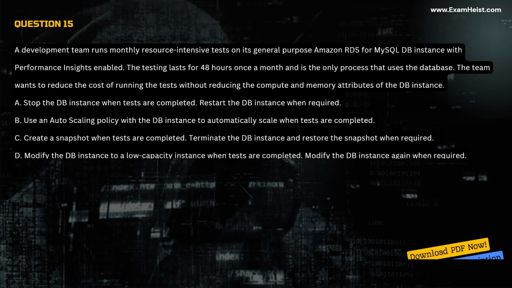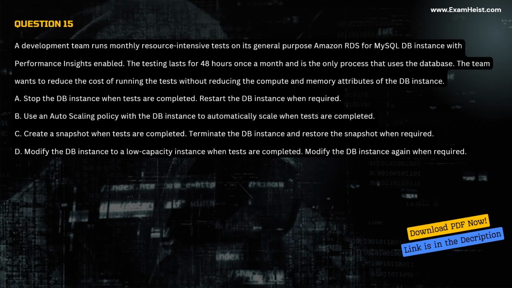Question 15. A development team runs monthly resource-intensive tests on its general-purpose Amazon RDS for MySQL DB instance with Performance Insights enabled. The testing lasts for 48 hours once a month and is the only process that uses the database. The team wants to reduce the cost of running the tests without reducing the compute and memory attributes of the DB instance. A. Stop the DB instance when tests are completed.